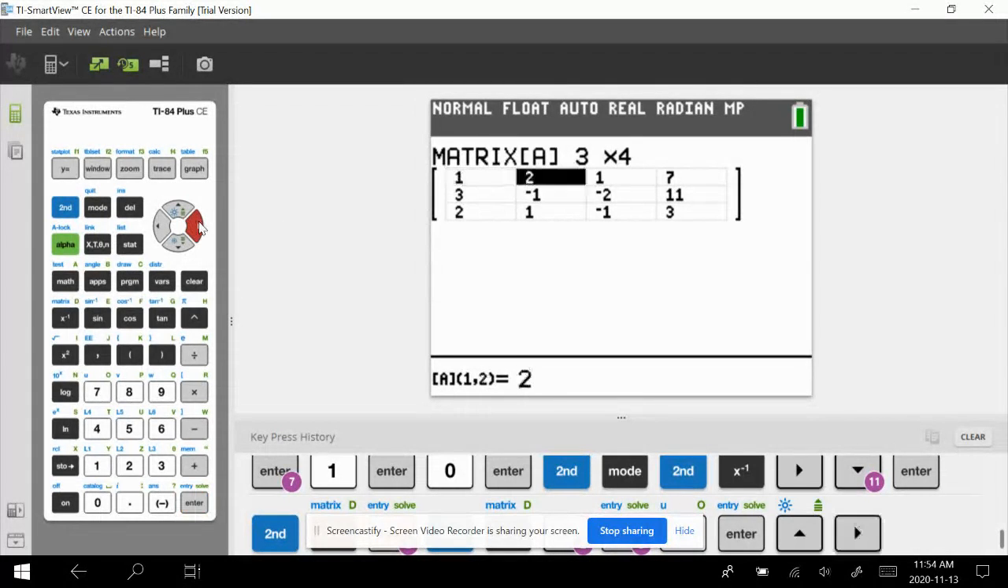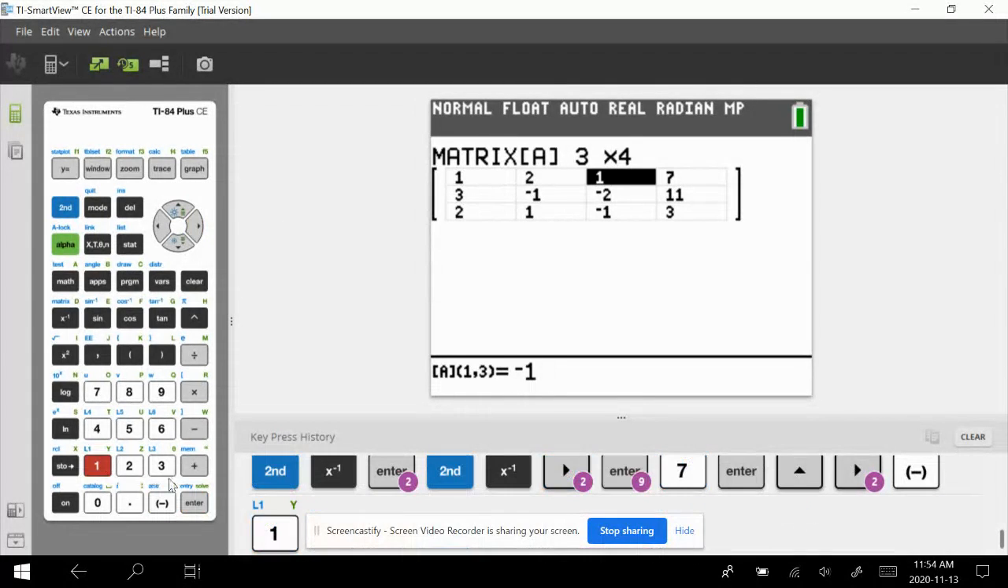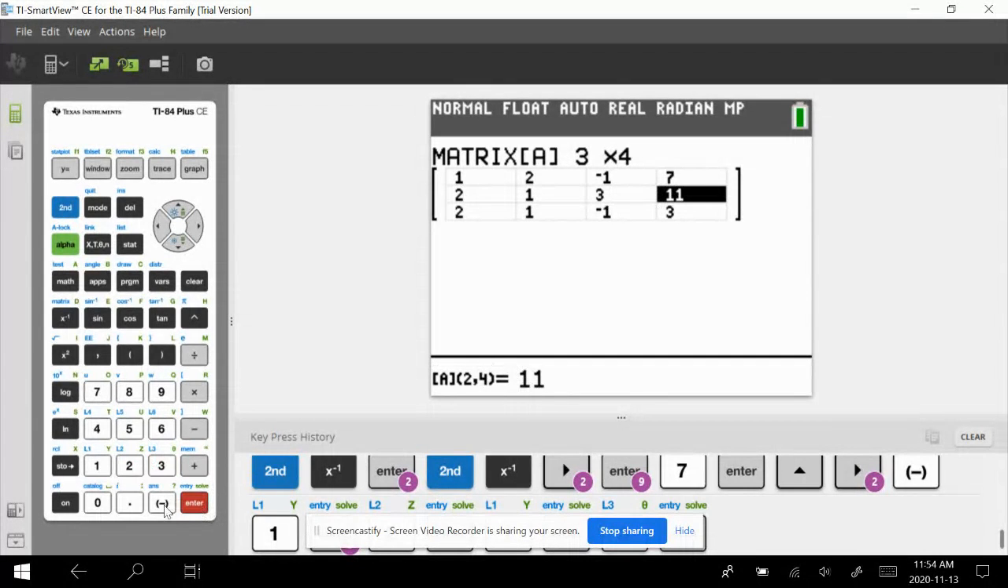We have, sorry guys, I lost a negative here. Right, we have 2, 1, 3, negative 4.